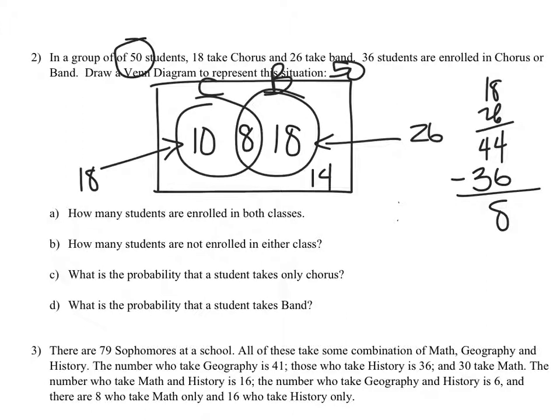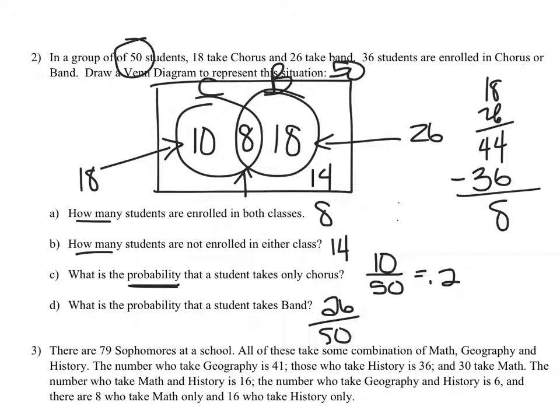How many students are enrolled in both classes? Well, that's 8. That's the overlap, both chorus and band. How many students are not enrolled in either? We figured that out too. That's 14. Now, those are the how manys. Now we're asking for a probability. So the probability is always the how many over the total. So the total is 50 in this case, so the bottom number will be 50. Only takes chorus, well there's 10 of them, so you can leave it as 10 over 50 or 0.2. Probability that the student takes band, so that's all of them, so that's 26 out of 50 or 0.52.